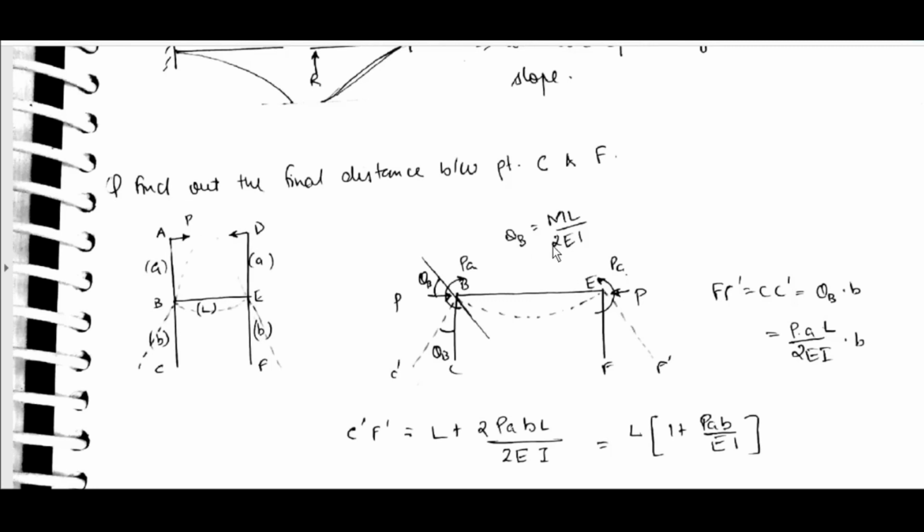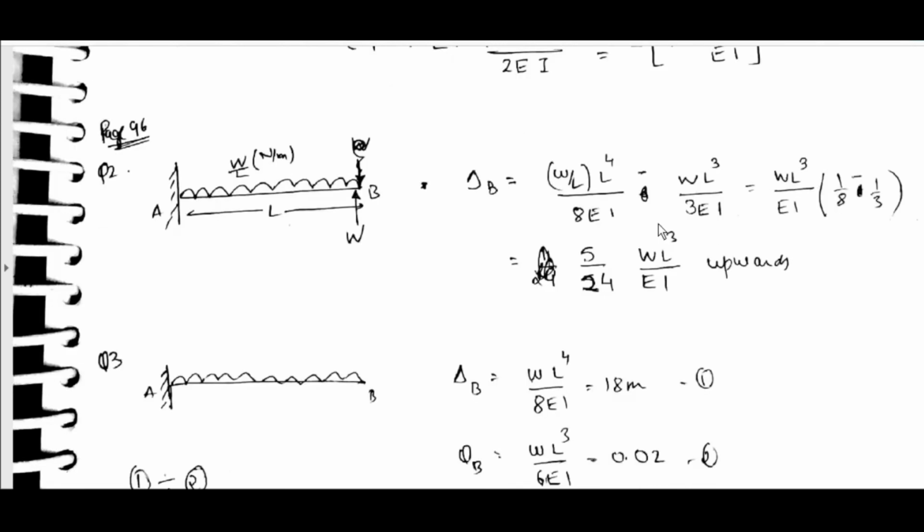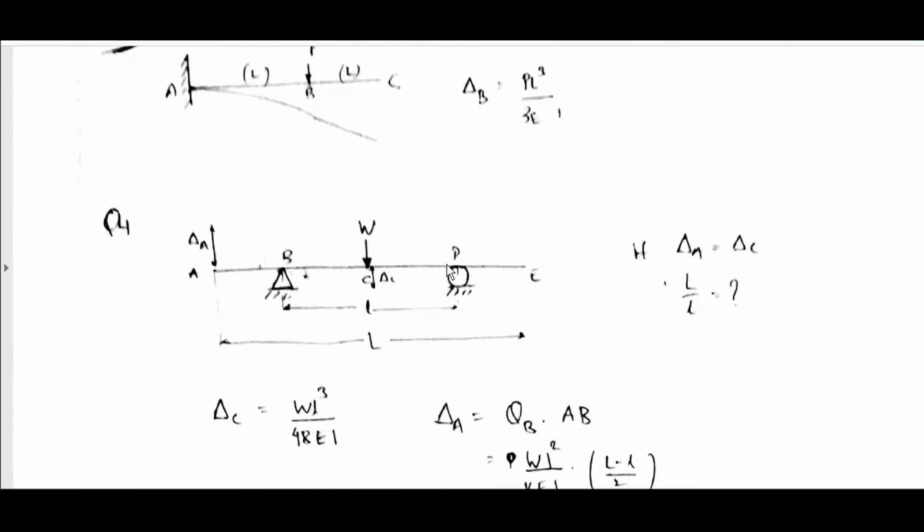Theta B is equal to M L by 2 EI. F dash is equal to CC dash is equal to theta B into b is equal to P a L by 2EI into b. C dash F dash is equal to L plus 2 P a b L by 2EI is equal to L into (1 plus P a b by EI). These are workbook questions. By using the above methods only, we can solve these questions.